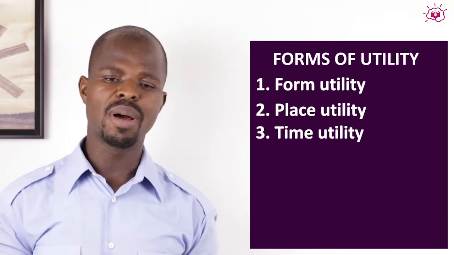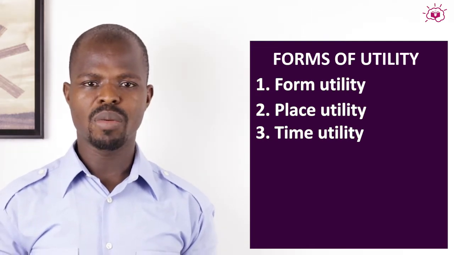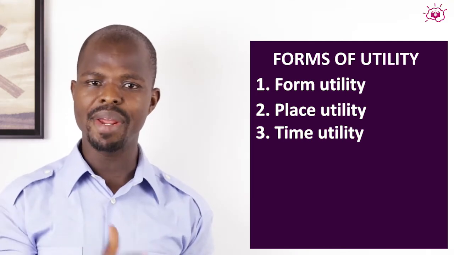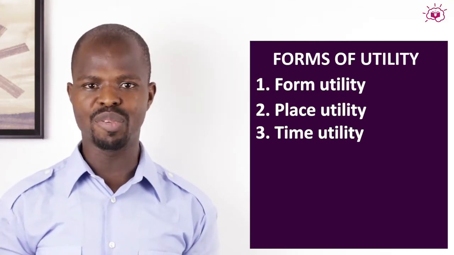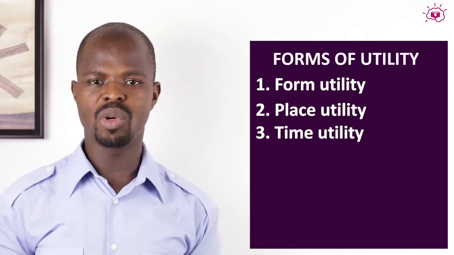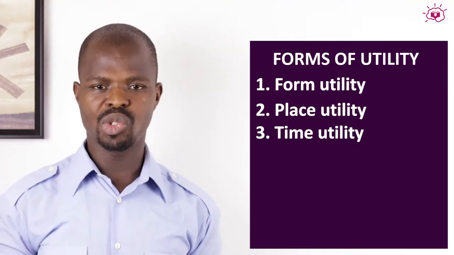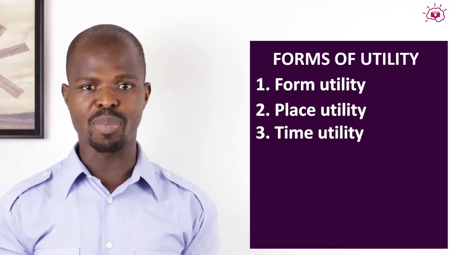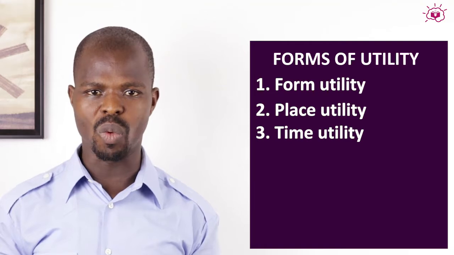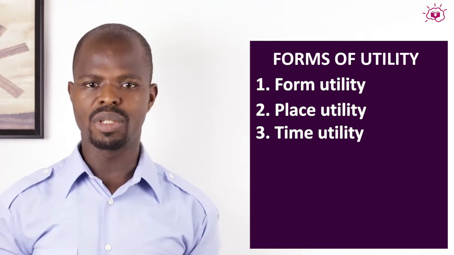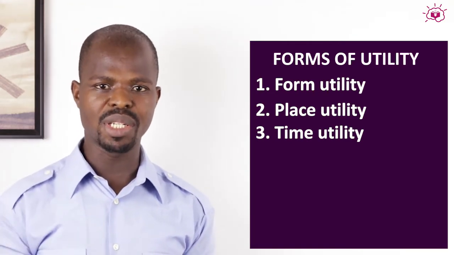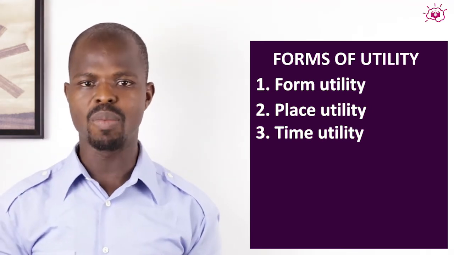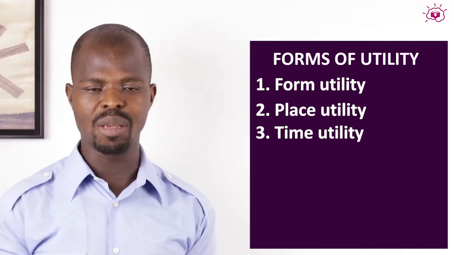That's on form utility. Our place utility occurs when products are being transported from one area to another, for example, from Lagos to Kano, or from Anambra to Lagos, especially farm produce. So most farm produce do not possess utility on the farm, except when transported from the farm to the market. So this kind of utility is called place utility.